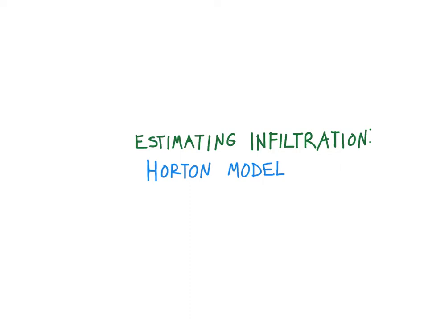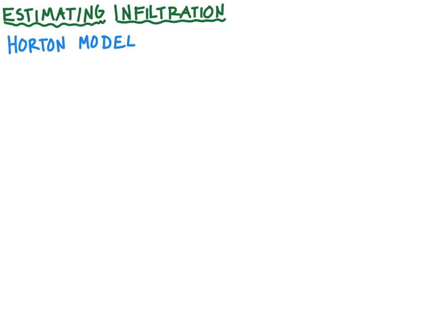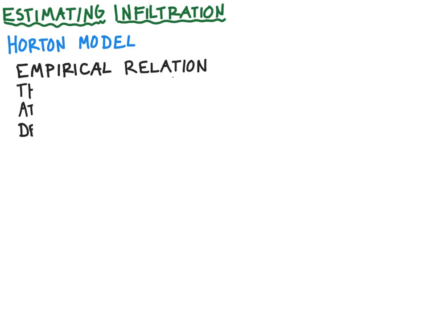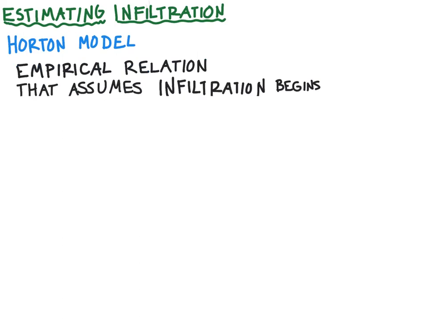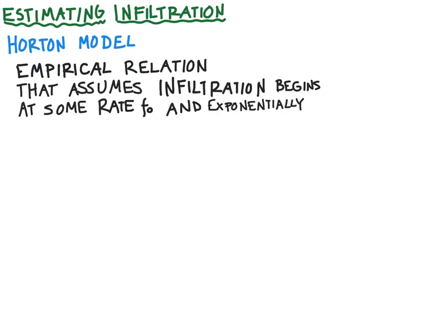Hello, in this video I am going to discuss the second method for estimating infiltration, which is the Horton model. The Horton model is an empirical relationship that assumes that infiltration begins at some rate, which we call F sub O, and then exponentially decreases. So it has an equation. Let's look at the equation.